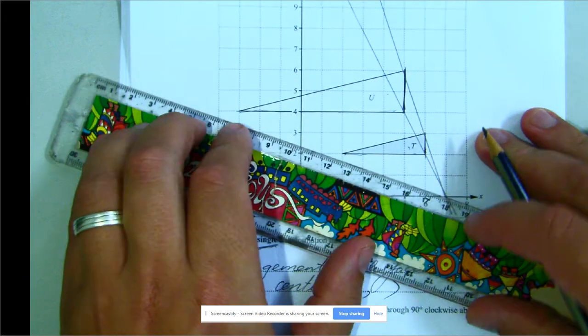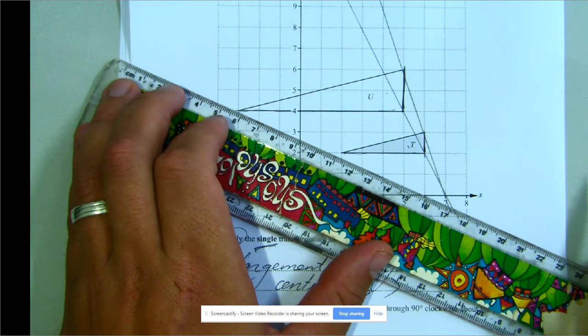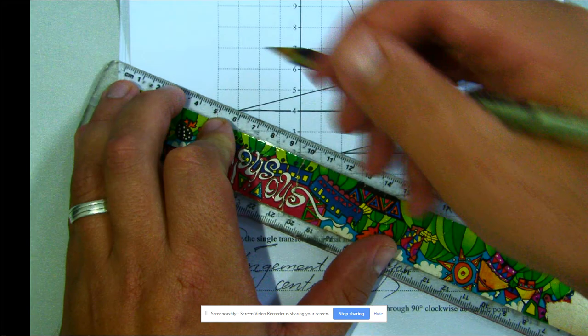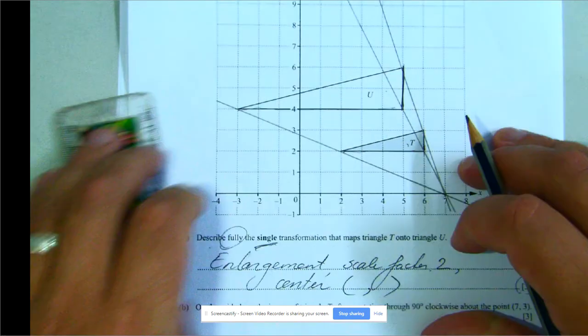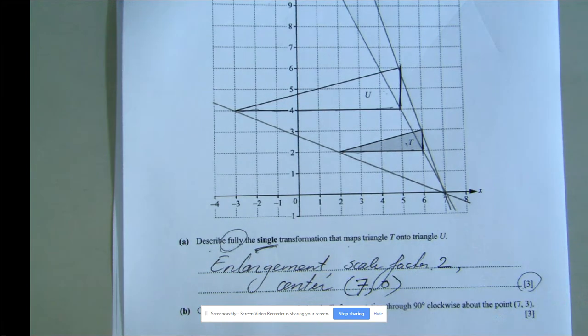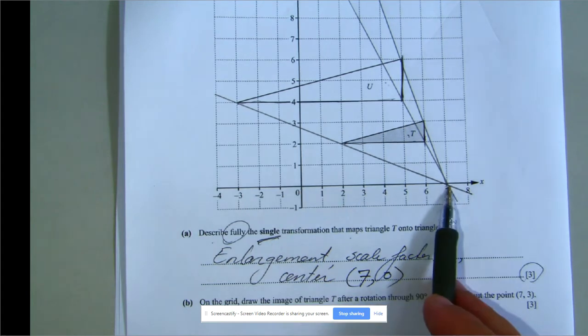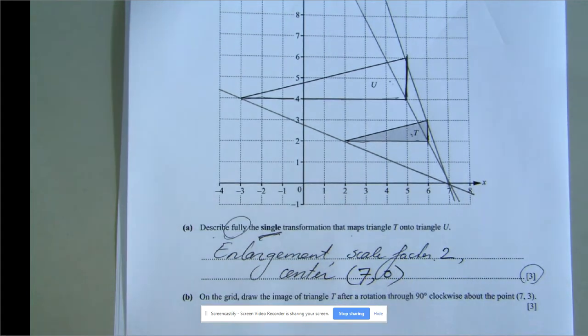And it's always going to be a nice coordinate, okay? Never a dodgy one, and I can already see it over there. I'm not doing a very good job. It's not very accurate, is it? But it's clearly the center of enlargement, 7, 0. Yeah. So don't accidentally now say 0, 7. No, it's x, y, 7, 0.